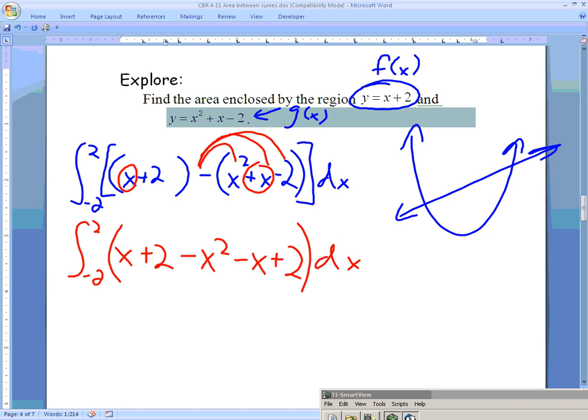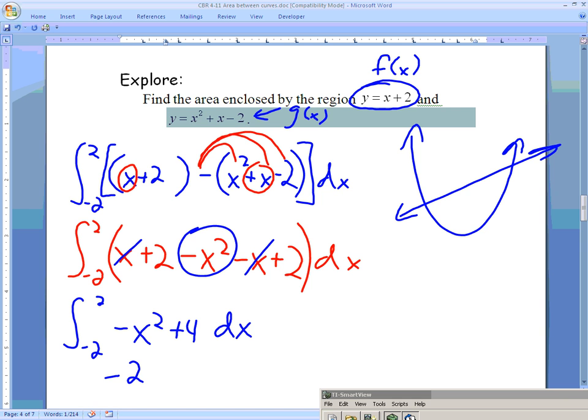Now we can combine some terms. We end up with these guys canceling out. And so I have from negative 2 to 2, the integral of negative x squared, plus 4 dx. Now I'm going to actually do the integral, or the antiderivative. And so I end up with negative x to the third, and I divide by 3, so I have negative 1/3 x to the third plus 4x, all going from negative 2 to positive 2.